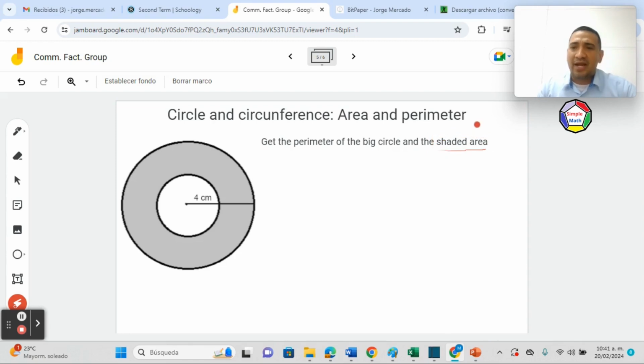Get the shaded area. Imagine you have a cake, right? And from the big cake, in this case a circle, we are going to cut another little cake inside that we're going to remove. Imagine this is a big cake, and then we're going to cut this little cake to remove and to eat. Shaded area is what we have after cutting the small one.